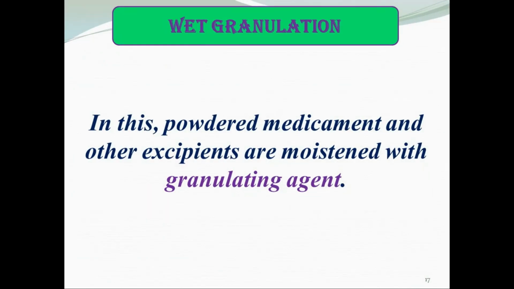The next one is wet granulation. Now what happens in wet granulation? In this, the powder, medicament and other excipients are moistened with the granulating agent. Now you tell me, what do we mean by granulating agents? Or whatever excipients we have used, we have learned in the previous lecture.